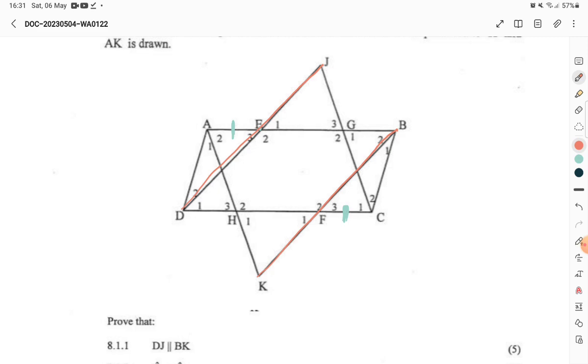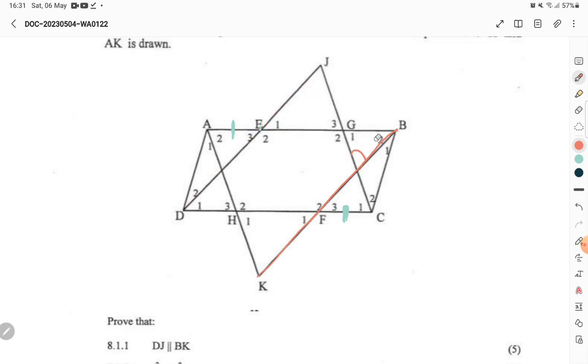So in this case now, we just need to first identify which angles could be equal that will make these lines parallel to each other. So which corresponding angles have to be equal, or which alternate angles have to be equal to each other. For example, this is an example of alternate angles, which means this must be equal to that one.